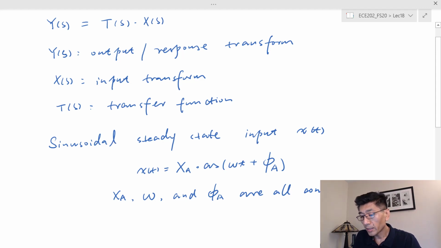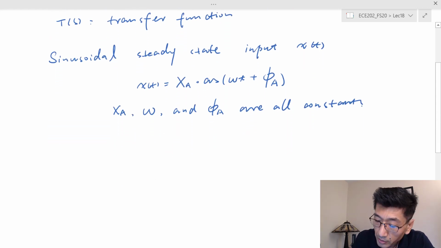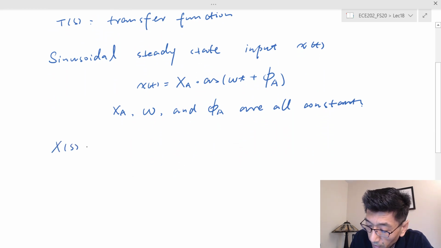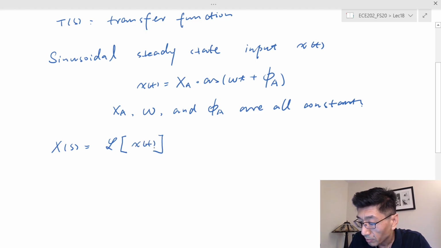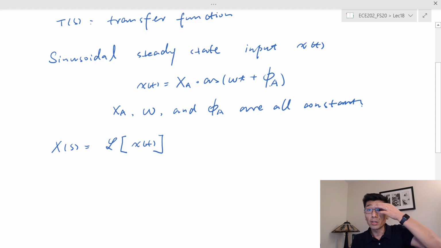So in this case, if we do the Laplace transform X(s), that's going to be equal to the Laplace transform of x(t). And the Laplace transform of this function is not straightforward, right? The first thing you could do is use the trig identity and break this into sine and cosine functions. You can do it that way, but that's less insightful compared to using the complex notation.